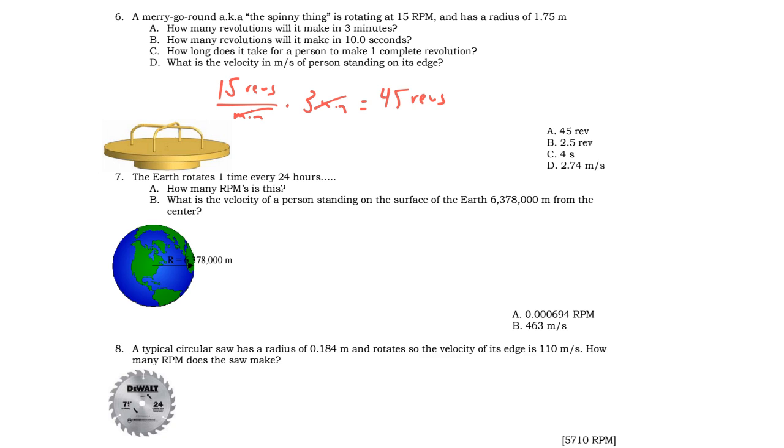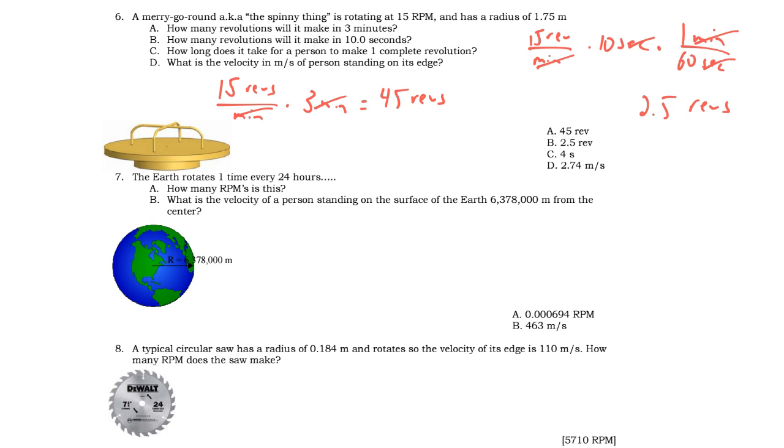All right, how many revolutions will it make in 10 seconds? So I can do something similar, 15 revs per minute times 10 seconds, but here seconds don't cancel out minutes. So I will throw into the conversion the fact that 1 minute is equal to 60 seconds. Now seconds will cancel, minutes will cancel, and I'll be left with just revs. And we can see we get 2.5 at the end of this. 15 times 10 is 150, divided by 60 is 2.5 revs in 10 seconds.